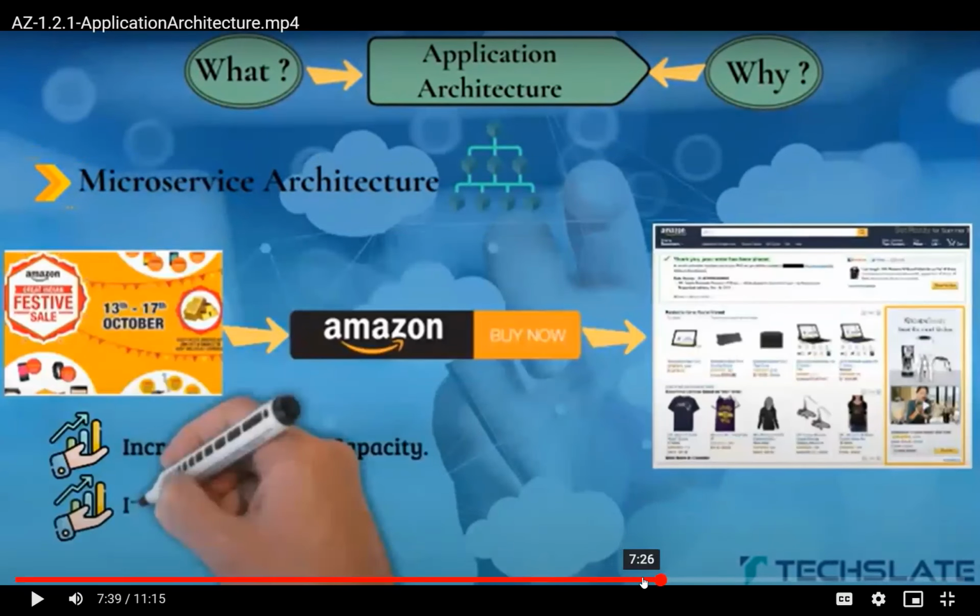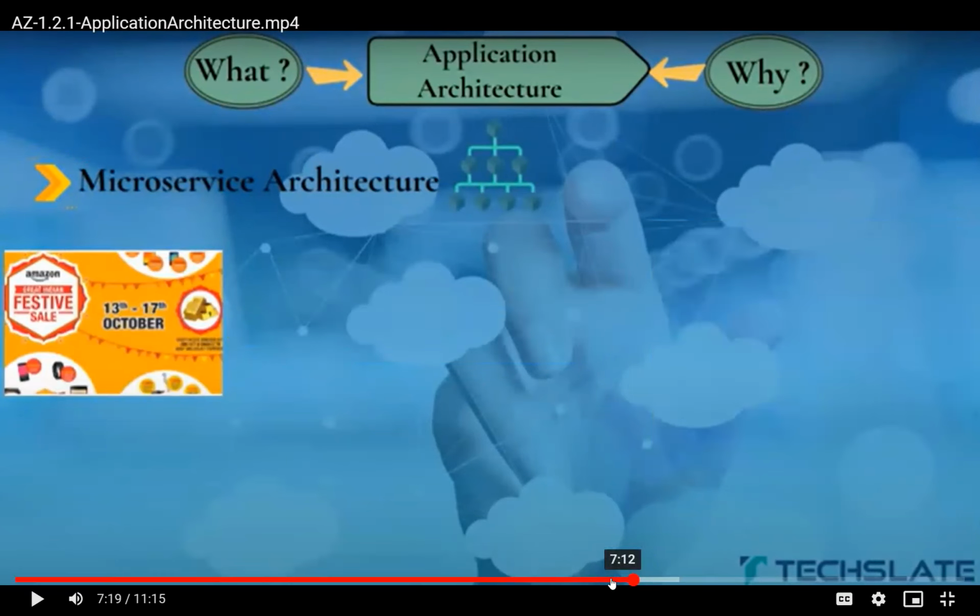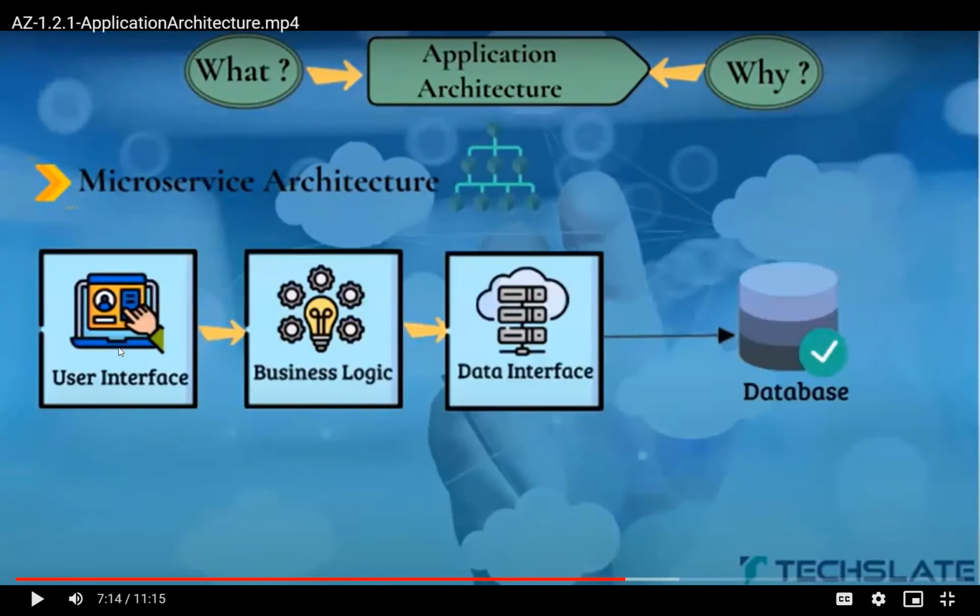Again, these components are the same. What are the components I explained? User interface, front end, and business logic, back end. The data interface talks to the database, and all these components are common. But each service is independently developed, tested, and deployed. Suppose you take the makemytrip.com website. They have a hotel service, a flight booking mechanism, and a bus ticketing mechanism. These are different services.